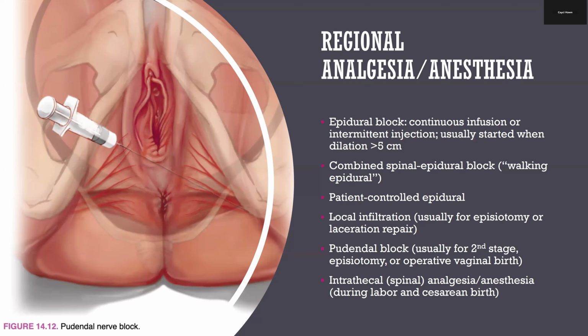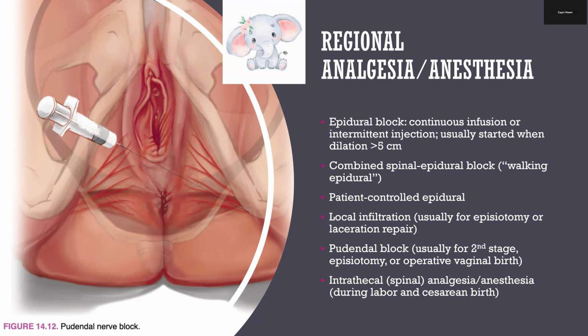Regional anesthesia: we have epidural block, combined spinal epidural block, patient-controlled epidural, and local infiltration. That's like if they put the lidocaine in for an episiotomy or laceration repair. Pudendal block, usually they'll do that for the second stage or an episiotomy or an operative vaginal birth. And they're really going in deep, putting in the numbing medication. And then intrathecal, which is spinal, which is like what we use for our cesarean deliveries. So you need to understand that.